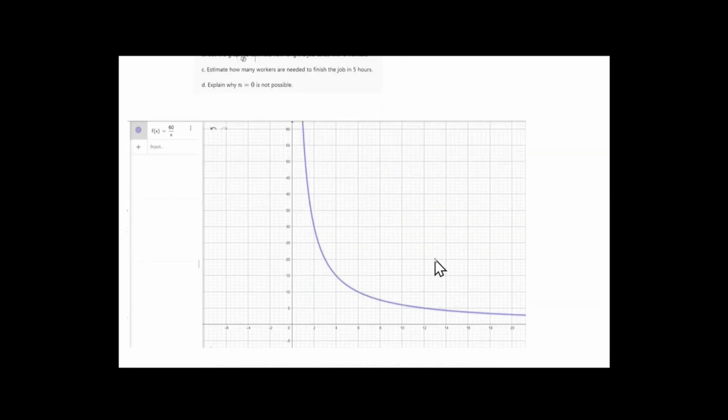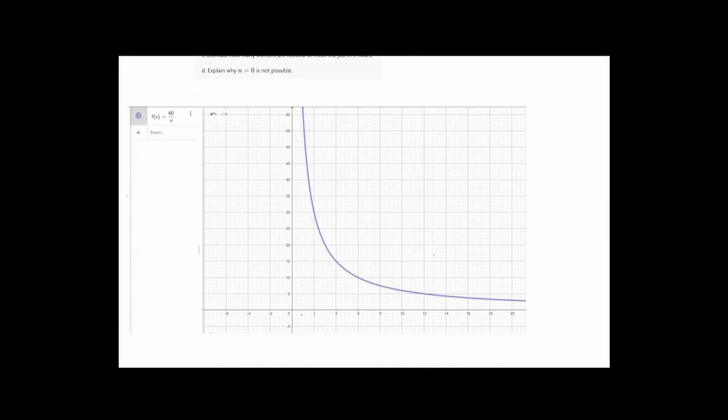So I've done that right here. So here is 1 here. So this one person is going to take them about 60 hours to do it. And if we had 20 workers, it's going to take them 3 hours to do it.